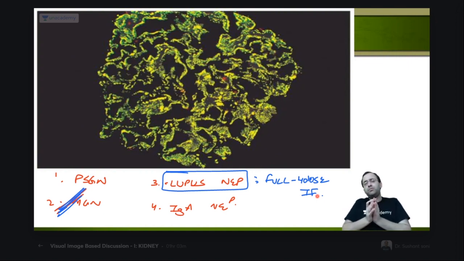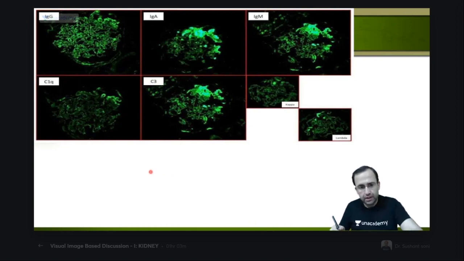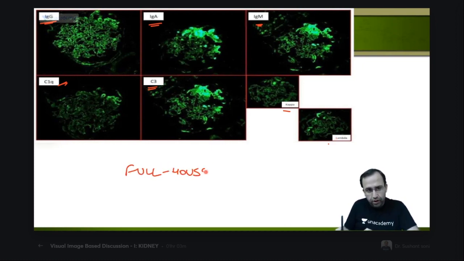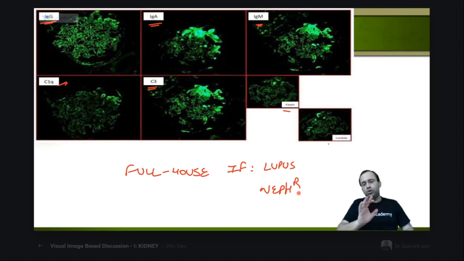Full house immunofluorescence means irrespective of the immunofluorescence that you have used, you will see the presence of a pattern. Look, you had IgG, IgA, IgM, C3, C1q, kappa, lambda, everything showing a pattern. This was the exact image in November AIIMS. This is full house immunofluorescence associated with lupus nephritis. So lupus was out. Next point.